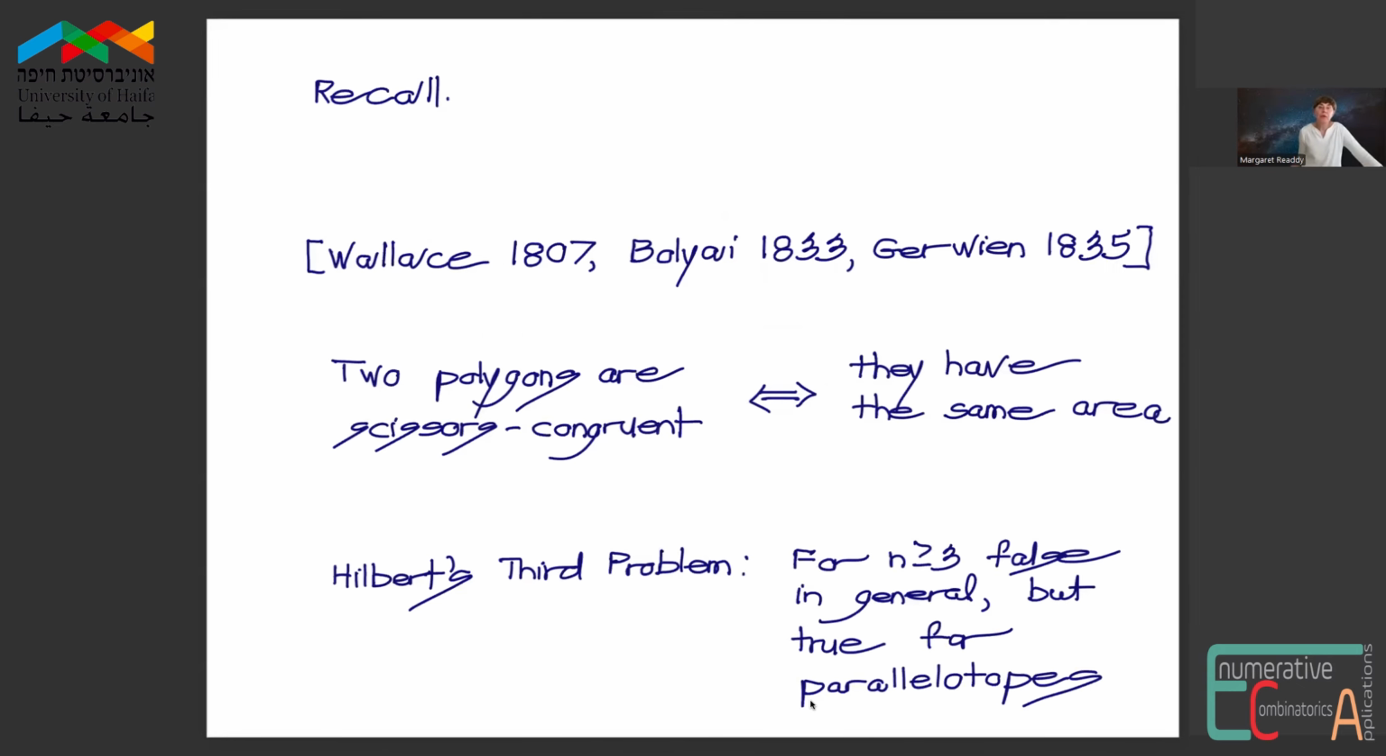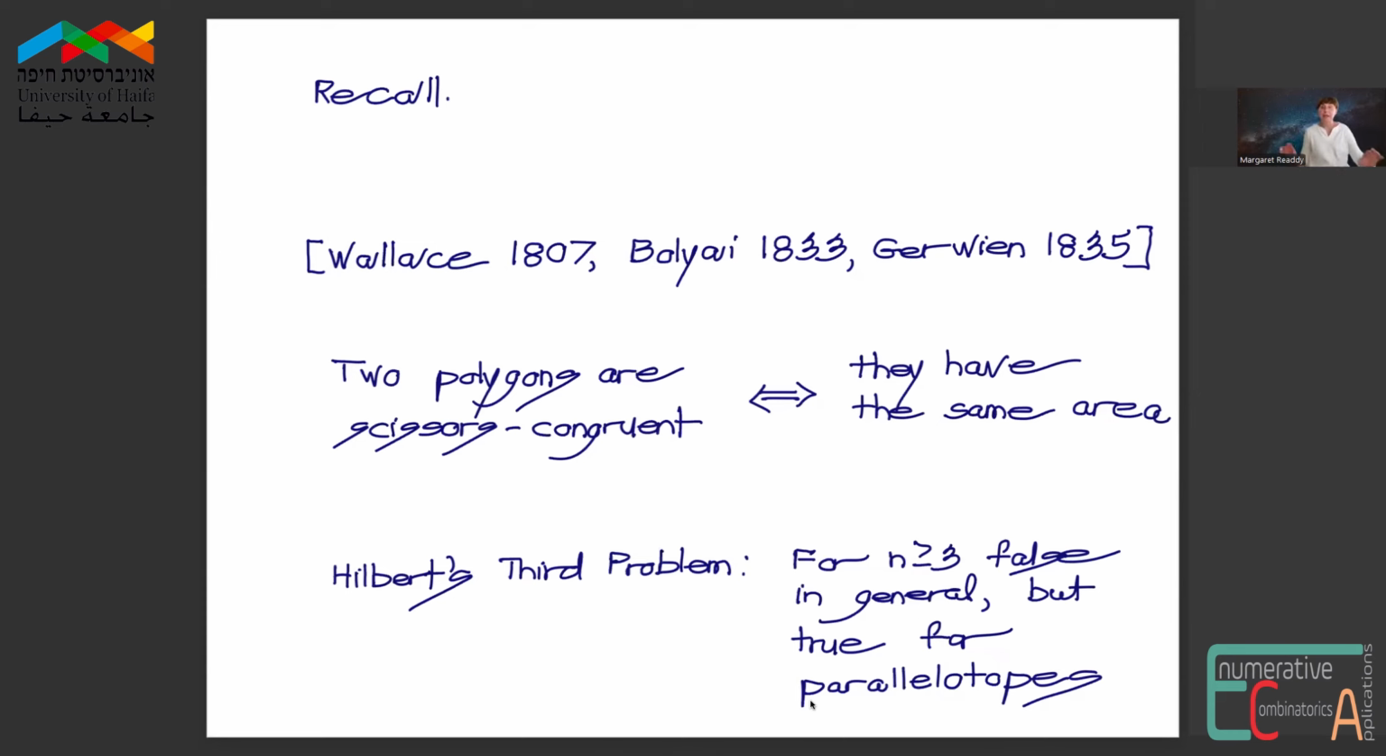So let's recall the Wallace-Bolyai-Gerwien theorem with scissor congruence. If you have 2 polygons, this is living in 2 dimensions, they are scissor congruent if and only if they have the same area.